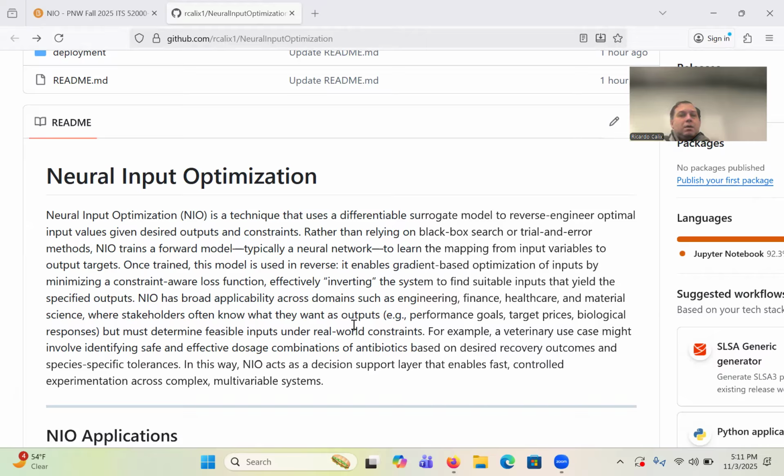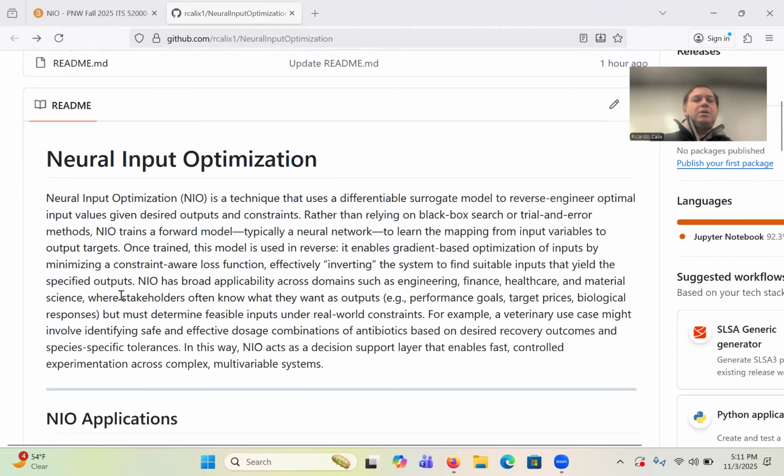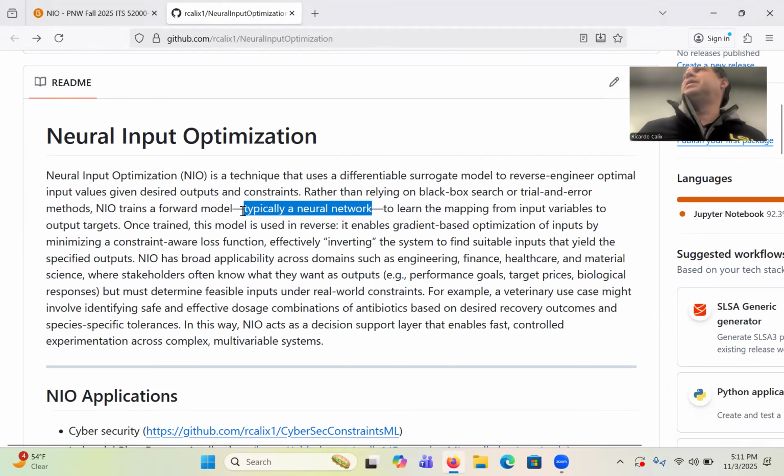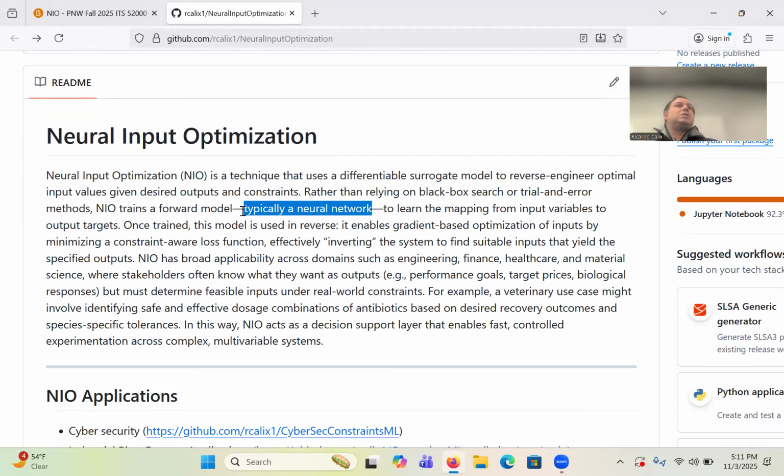Okay. All right, so optimal input values given desired outputs and constraints. So that's the idea. Rather than relying on black box search or trial and error methods, NIO trains a forward model, typically a neural network, although a neural network is actually not needed. You just need some kind of a set of functions that are differentiable. Differentiable just means that stochastic gradient descent can be applied. So that's essentially what that means.